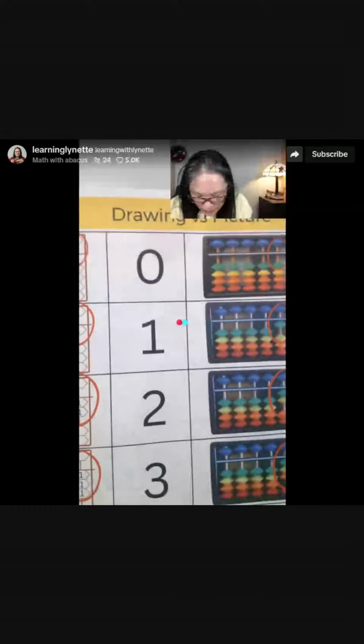It goes to 10. I think it goes to 10. And this is just a reference sheet on how to read the abacus.